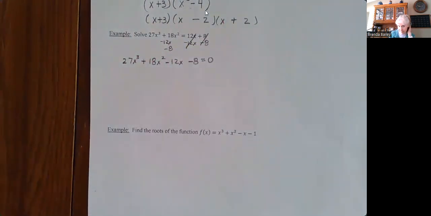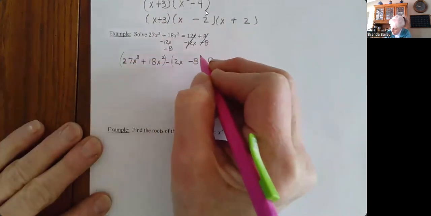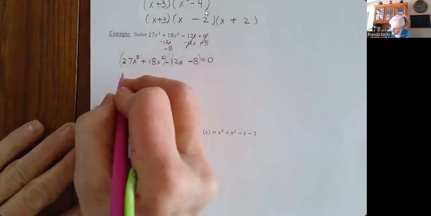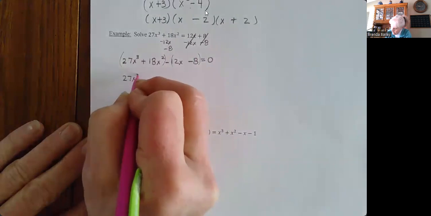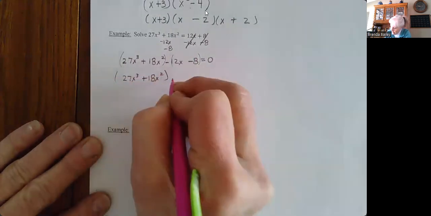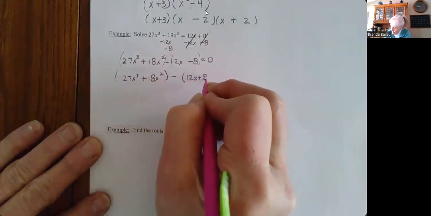Okay, let's group these. We'll just do these. Go like this, go like this. And so we'll have a plus in the middle. 27x cubed plus 18x squared minus 12x. That's going to stay positive.